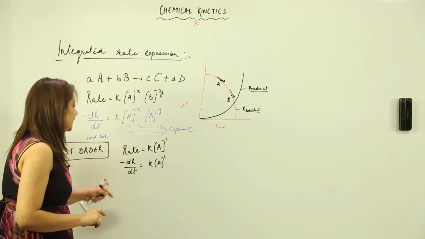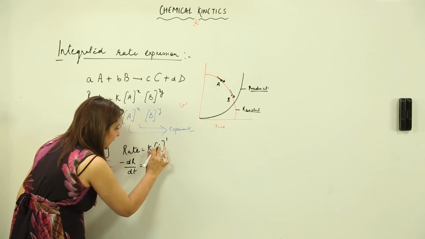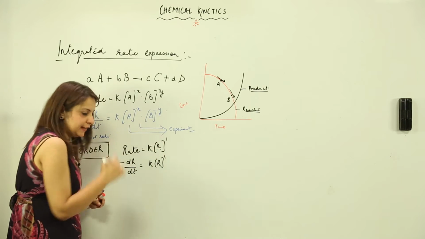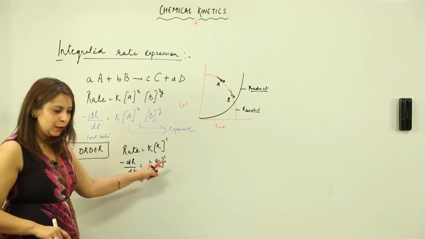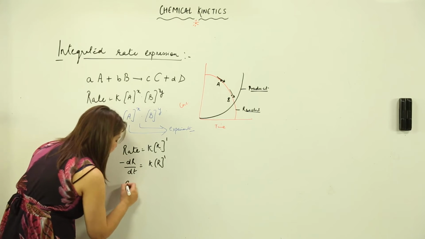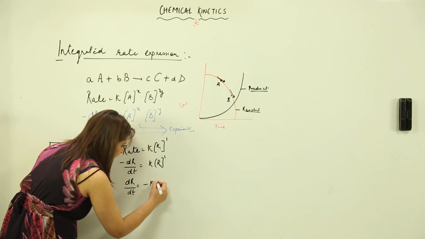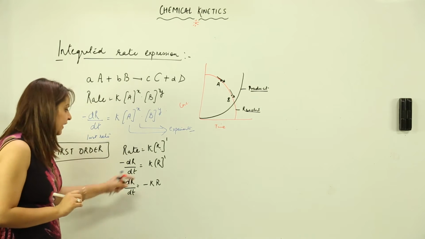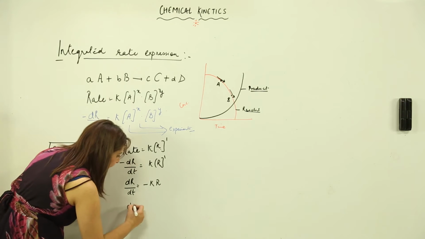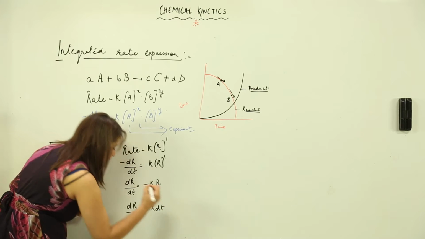So I can write in this order that suppose I am taking the reactant in terms of R, it will be easy to derive the integrated rate expression, right. So suppose I have minus dR upon dt is equal to K R^1. I can also write the expression in this manner, dR upon dt is equal to minus K R, right. Shuffling them up, what I get is dR upon R is equal to minus K dt.